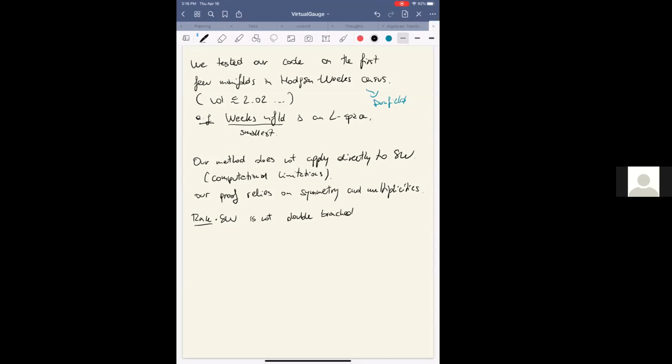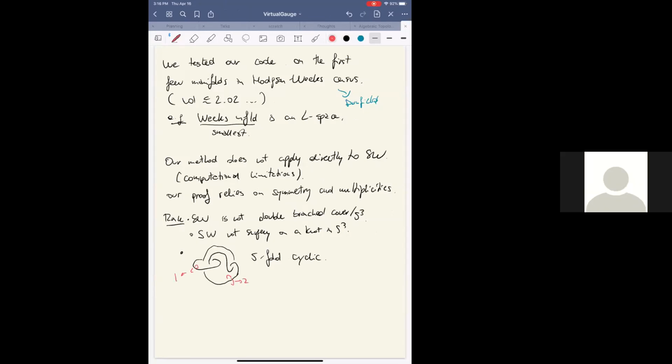cyclic double branched cover over S3. And of course it's not a surgery on a knot in S3. The simplest topological description that I know of is that it's a 5-fold branched cover of the weighted link, and it's the one that sends one meridian to 1 and the other meridian to 2. So it's not the simplest 5-fold cyclic cover, it's somehow the slightly more complicated one.